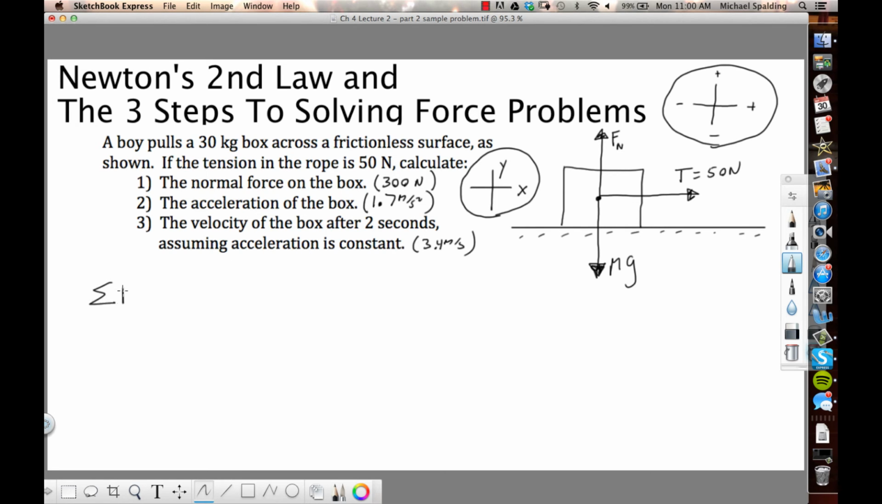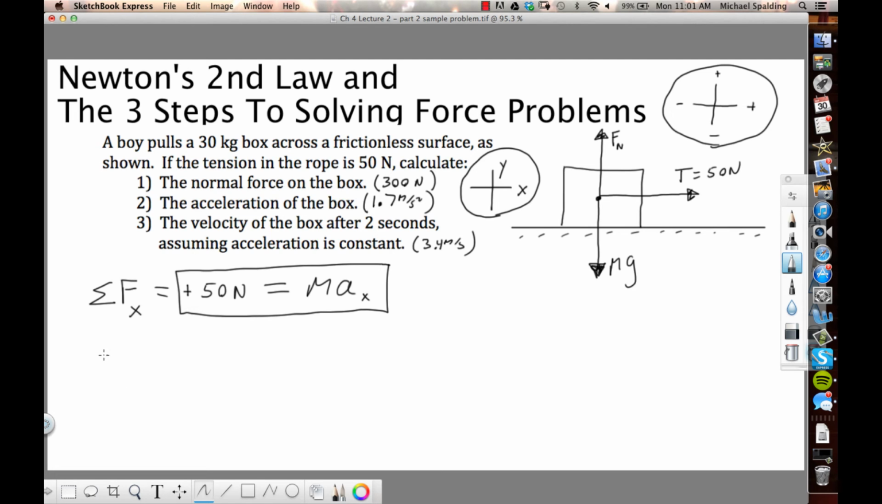All right, so summing the forces in the x direction. What's the only force in the x direction, looking at our free body diagram? Tension. Is it plus or minus? Plus. Why is it plus? It points to the right. So I'm going to put this in as 50 newtons. Since there's only one force, that is the sum of the forces. What does the sum of the forces always equal? ma, where this would be an x acceleration. We just wrote a very useful equation.